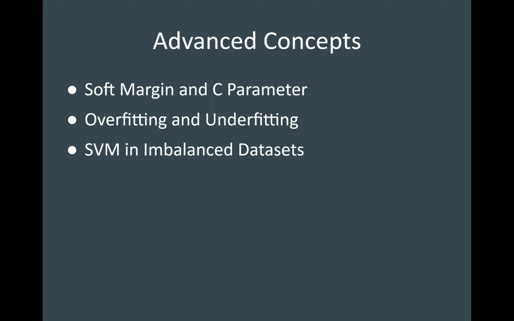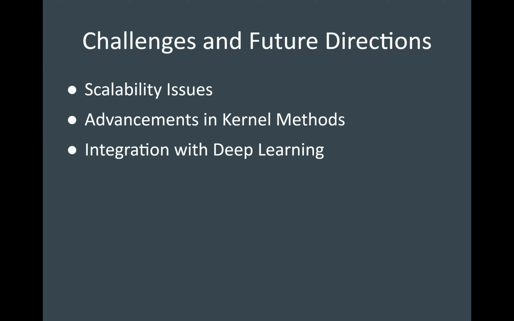Then there is SVM on imbalanced datasets. Techniques like cost-sensitive learning and resampling are used to handle imbalanced datasets effectively. However, there are certain challenges. In terms of challenges, there are scalability issues. SVM struggles with large datasets due to its computational complexity. Then, advancements in kernel methods: research is going on to develop more efficient and expressive kernels.